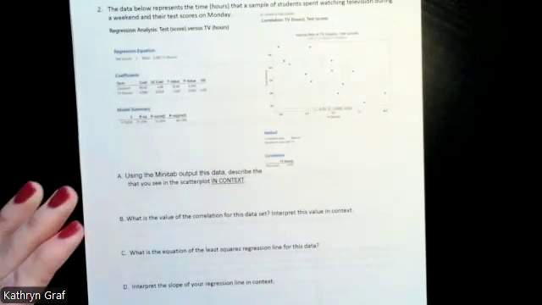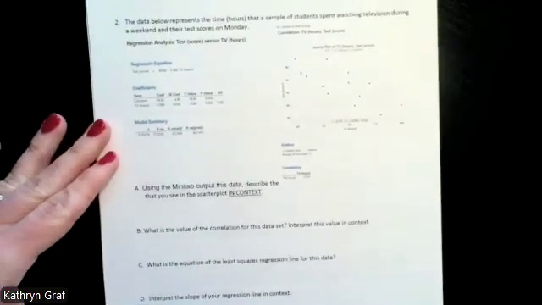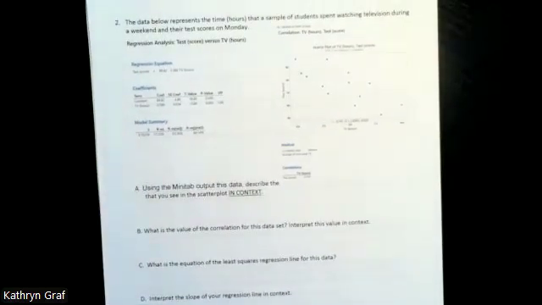Hey everyone, just want to go over the second question in the exam one, part two review sheet for Stat 1. So this question is a regression question. It's asking, studying data for time in hours for a sample of students spent watching TV during the weekend, and they had an exam on Monday and their test scores.